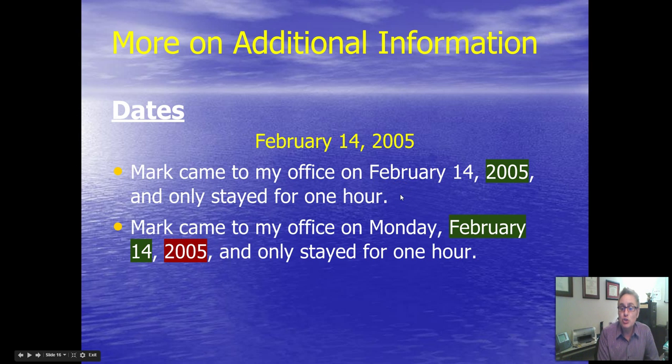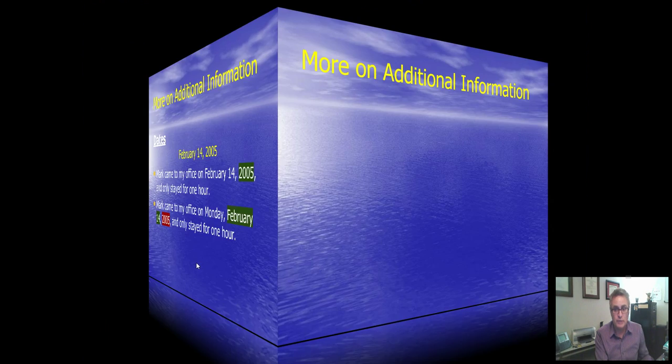Notice you can have additional information about additional information. Mark came to my office on Monday, February 14th, 2005, and only stayed for 1 hour. Which Monday? February 14th, set off with 2 commas. Which February 14th? 2005, also set off with 2 commas. So in this case, I'm letting readers know which Monday, and then I'm giving them additional information about which February 14th. So that's the reason that we have that many commas right there, because you have added additional information about your additional information.